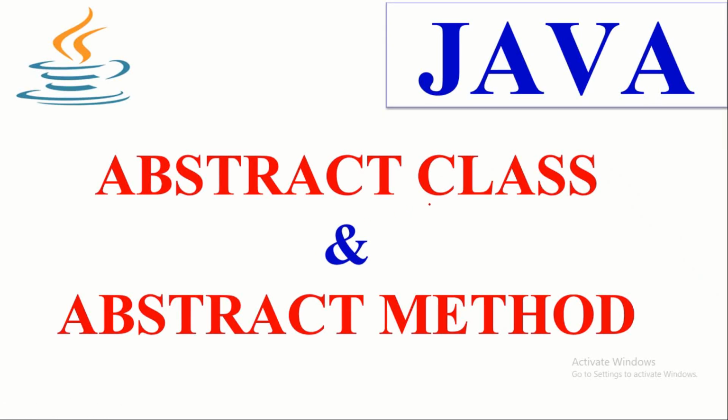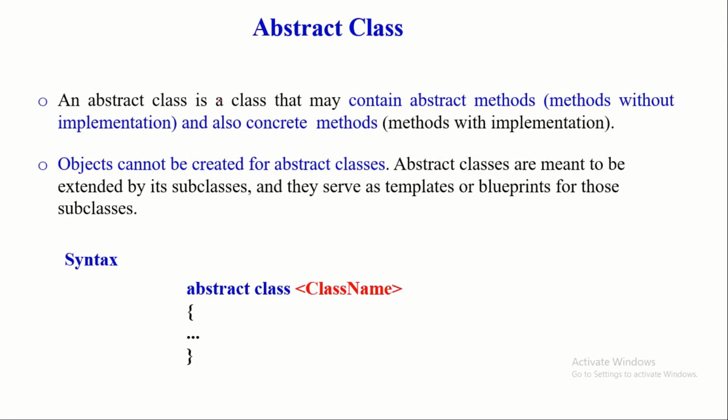Hello viewers, in this video we are going to learn about abstract class and abstract methods in Java. An abstract class is a class that may contain abstract methods as well as concrete methods. Abstract methods are the methods that do not have an implementation, whereas concrete methods are the normal methods that do have an implementation.